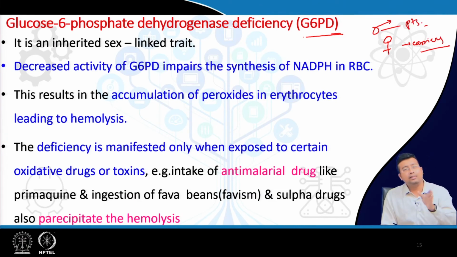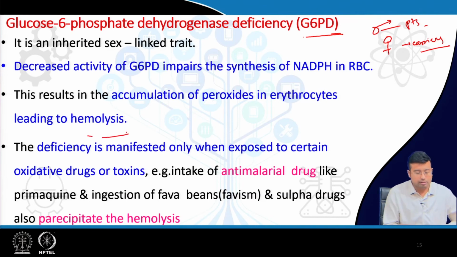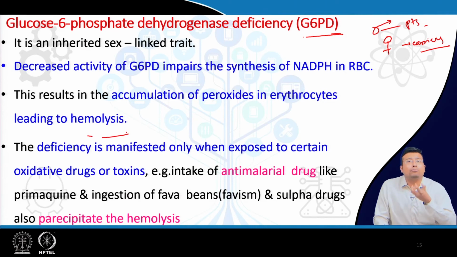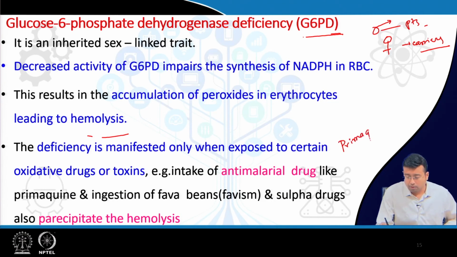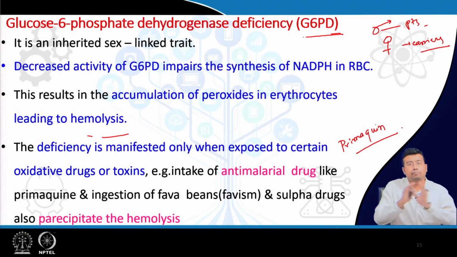So, decreased G6PD impairs the synthesis of NADPH in RBC, that will lead to destruction of the RBC membrane and that will lead to hemolysis, right. This hemolysis is more and more pronounced when the body is under some oxidative assault. For example, drugs like primaquine. There are anti-malarial drugs chloroquine and primaquine. Primaquine is very essential for treatment of malaria.